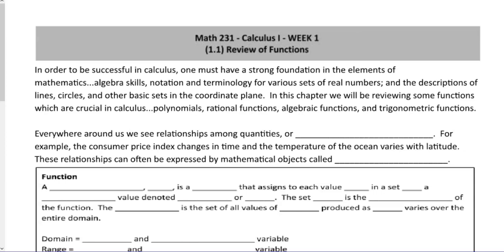Everywhere around us we see relationships among quantities, or what we refer to as variables. For example, the consumer price index changes in time and the temperature of the ocean varies with latitude. These relationships can often be expressed by mathematical objects that we call functions.